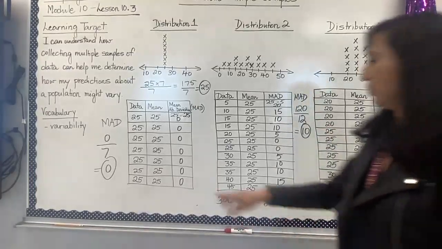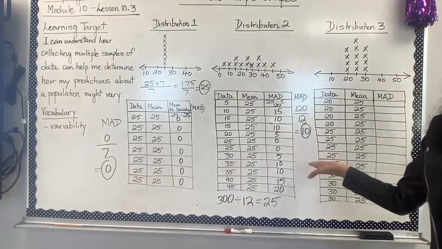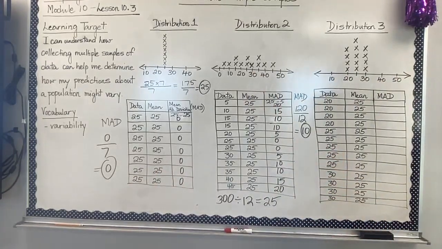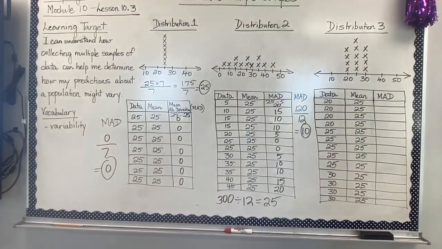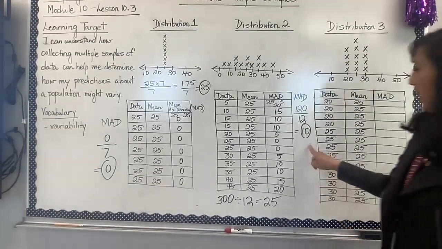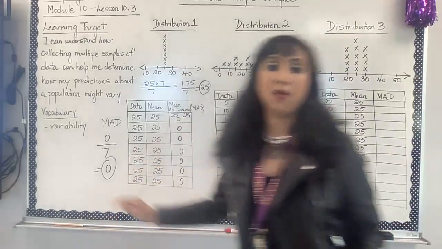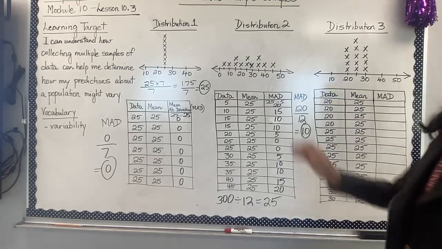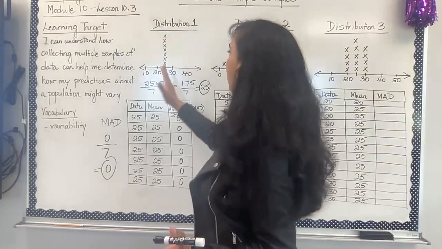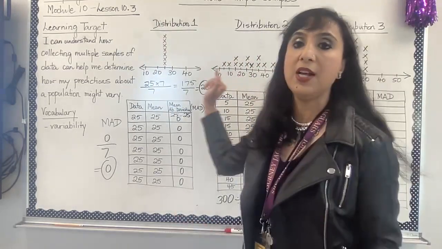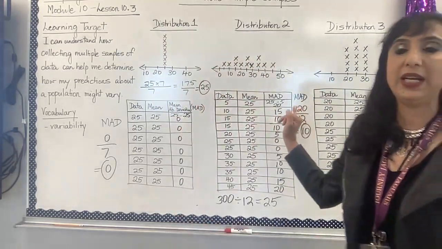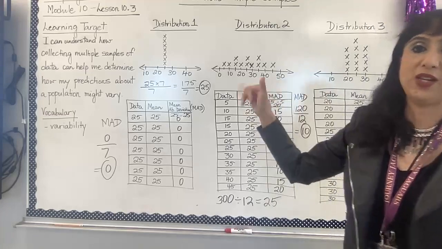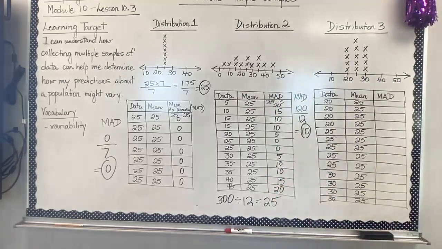So just compare. That was 0. This is now 10. Okay, so this distribution has a greater mean absolute deviation than distribution 1 because 10 is greater than 0. And so it has greater variability, and you can see this by also visually comparing the distributions. Like this is just in one place, but this is more distributed, so there is more variability in distribution 2 compared to distribution 1.